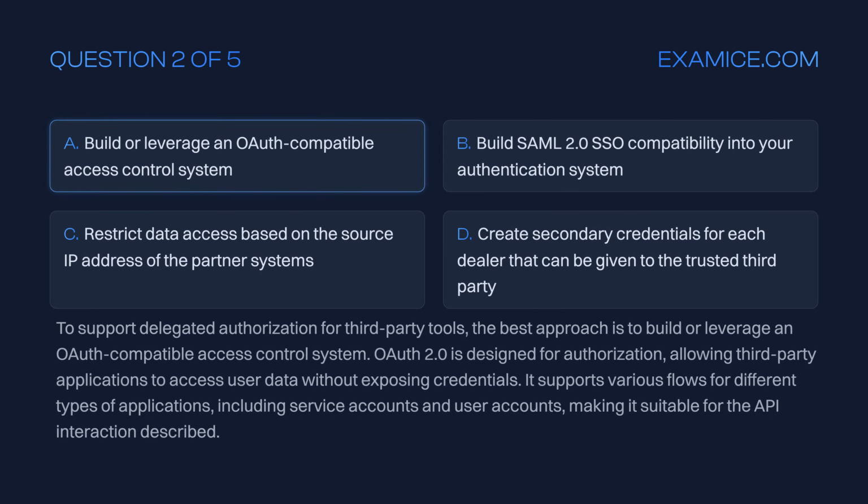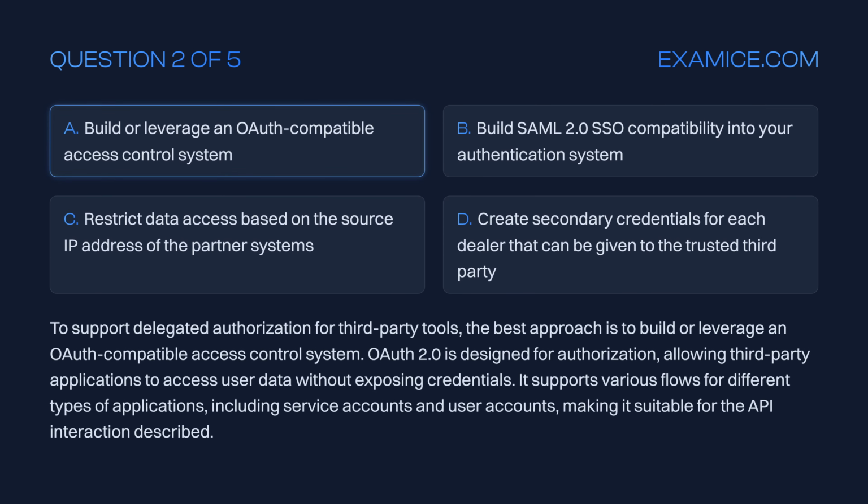The answer is option A. To support delegated authorization for third-party tools, the best approach is to build or leverage an OAuth-compatible access control system. OAuth 2.0 is designed for authorization, allowing third-party applications to access user data without exposing credentials. It supports various flows for different types of applications, including service accounts and user accounts, making it suitable for the API interaction described.